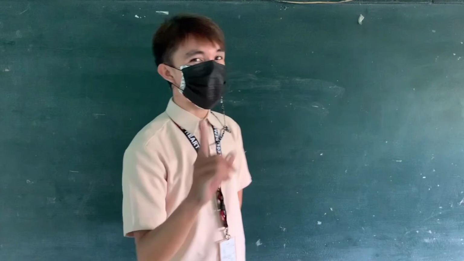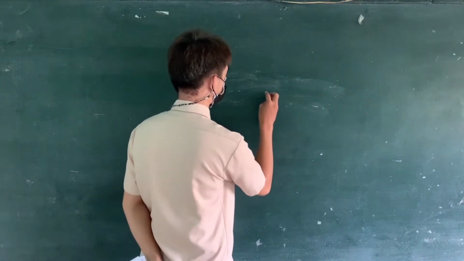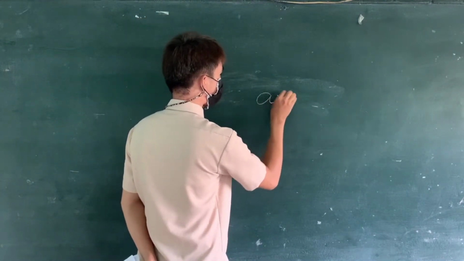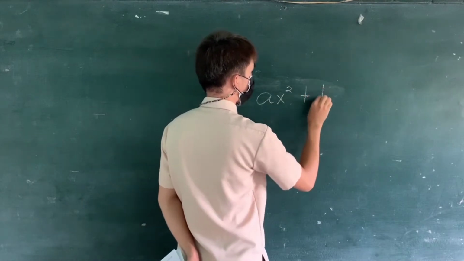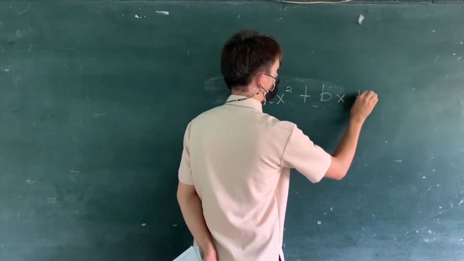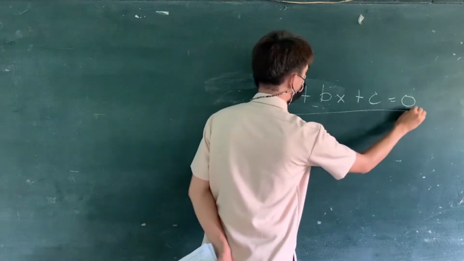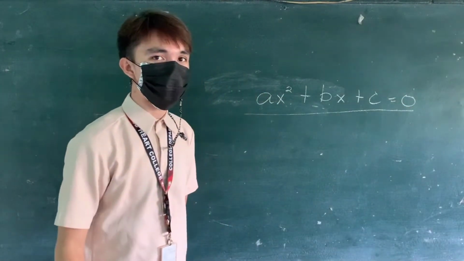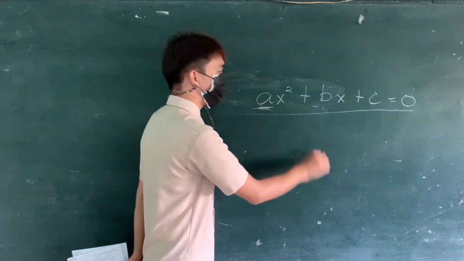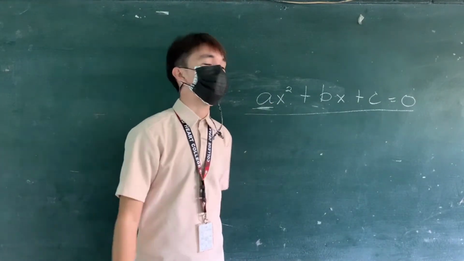What's more, now let's talk about writing a quadratic equation into its standard form. So what is the standard form of a quadratic equation? So here it is. We have ax squared plus bx plus c equals 0. This is the standard form of a quadratic equation, where a is not equal to 0.